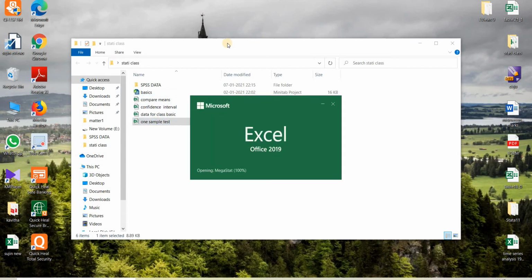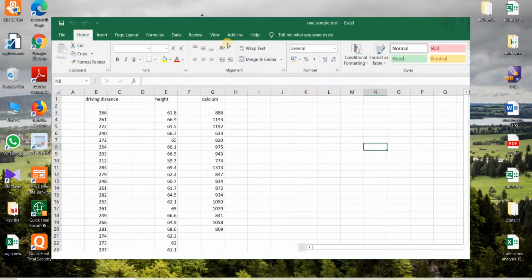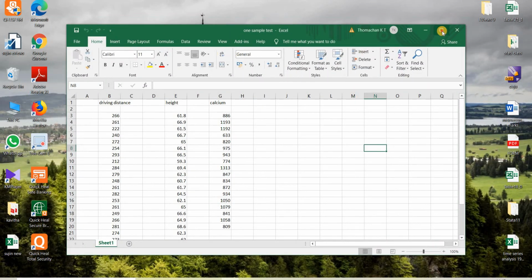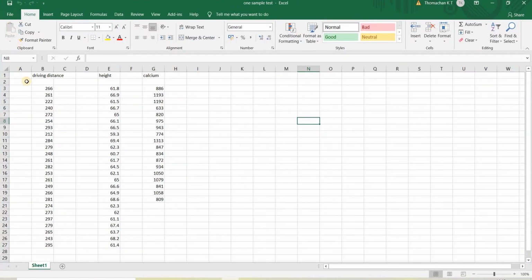We open an Excel file, and in the Excel file I have three data sets. One is the driving distance, the example we have considered, that is Jack tells Jill that his average drive of a golf ball is 275 yards. Jill suspects that his average is less than 275 yards. Let us see how to test it.